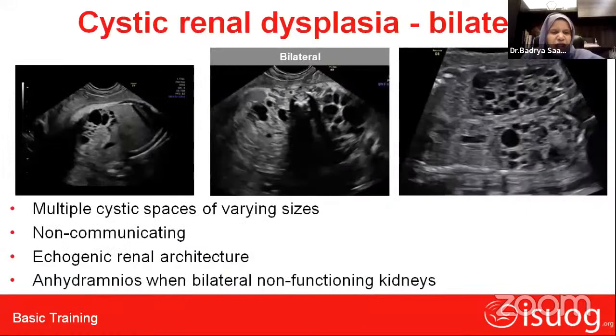Now we are moving to another cystic renal abnormality. So this is, as you can see here.